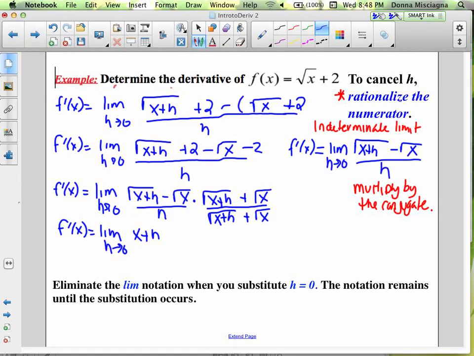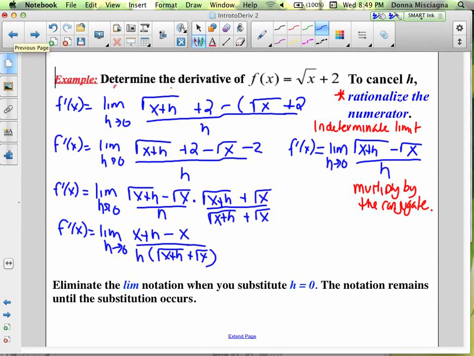So that would be a wash there. And then we would have negative square root of x times the square root of x. So that's going to be negative x because the square roots will cancel. All divided by, don't distribute, h times the square root of x plus h plus the square root of x. It will just make it worse. All right, so now let's simplify.